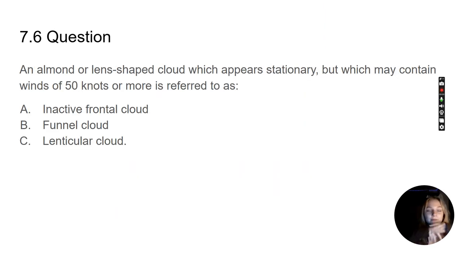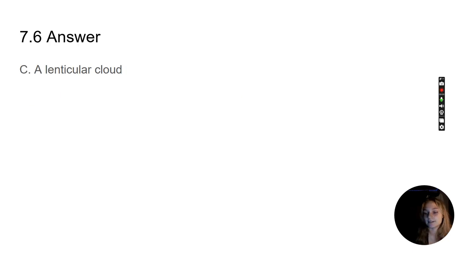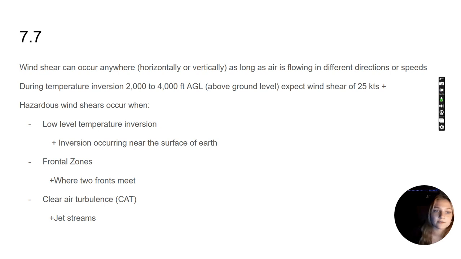So hopefully that was somewhat informational. Anyways, an almond or lens-shaped cloud which appears stationary but may contain winds up to 50 knots or more is referred to as inactive frontal cloud, funnel cloud, or lenticular cloud. And it's the lenticular cloud. It's the only thing we went over in that unit. So that's the mountain wave stuff.